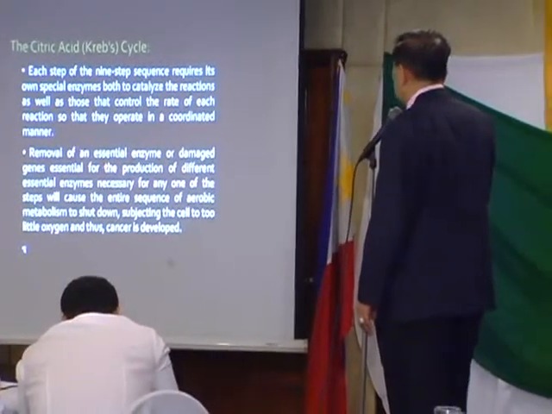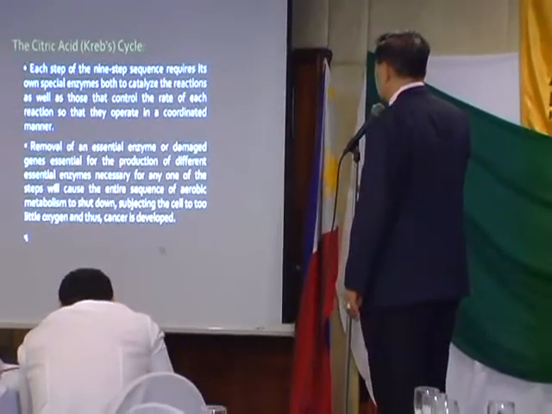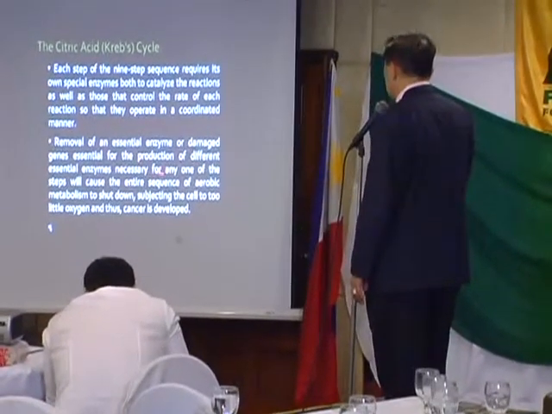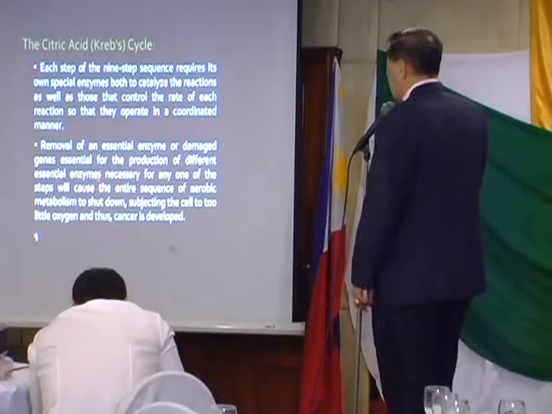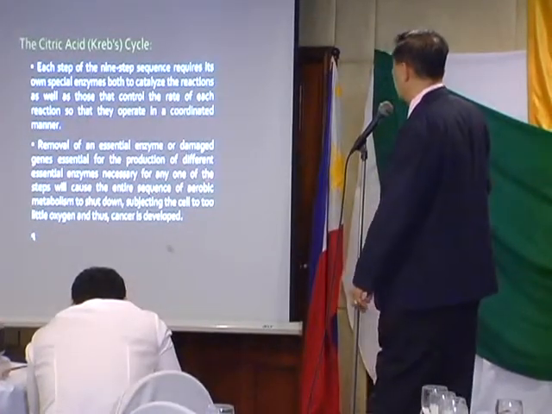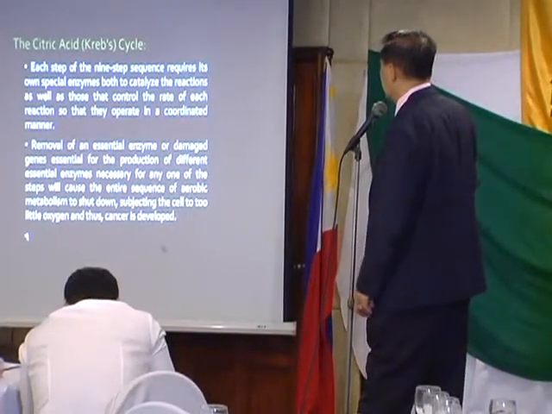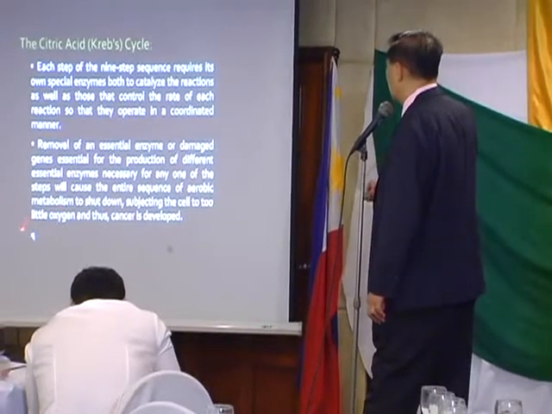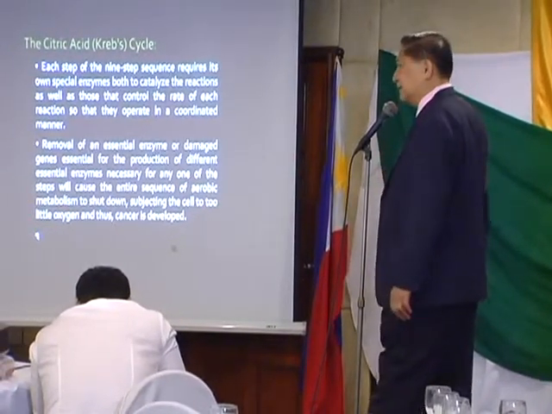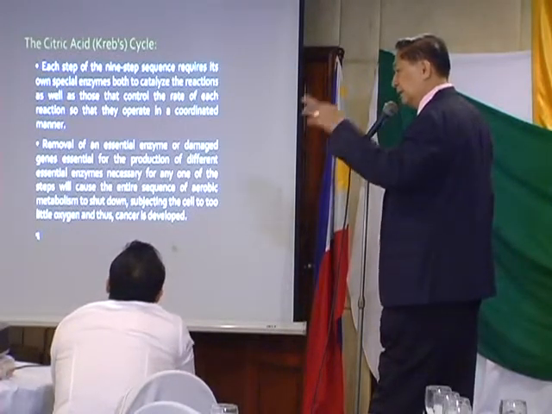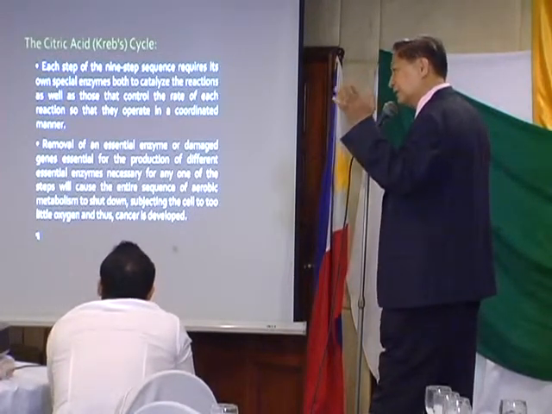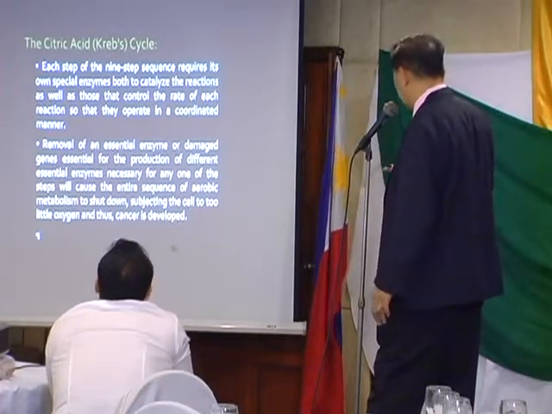Removal of an essential enzyme or damaged genes essential for the production of different enzymes necessary for any one of the steps will cause the entire sequence of aerobic metabolism to shut down, subjecting the cell to too little oxygen, and thus cancer is developed. So you get cancer, but if you move the Krebs cycle, you can produce stem cells and enhance the stem cells.